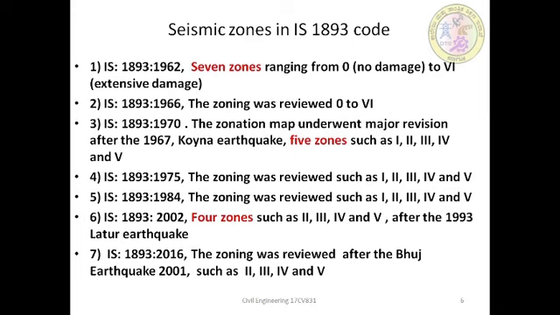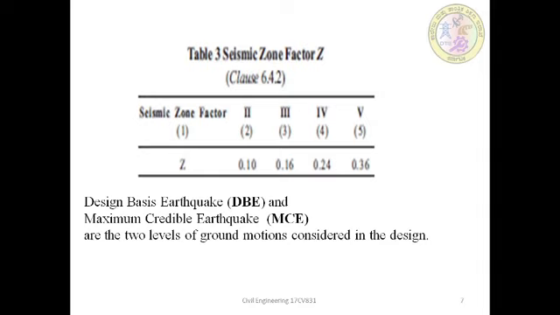As per the code IS 1893, Table number 3 gives us the seismic zone factor. Zone 5 covers the area with the highest risk of suffering earthquake intensity, and the IS code assigns the zone factor as 0.36. You can see it in the table for zone 5. The structural designer uses this factor for the earthquake resistant design of a structure in zone 5. The zone factor is 0.36.